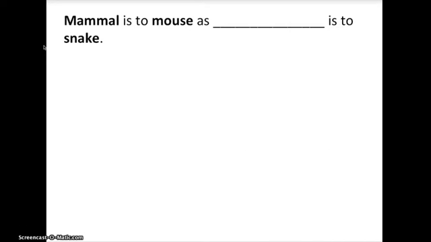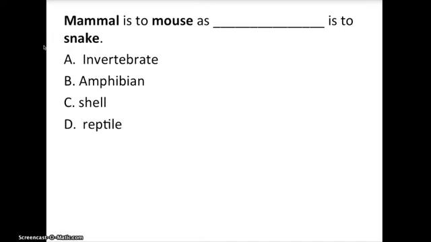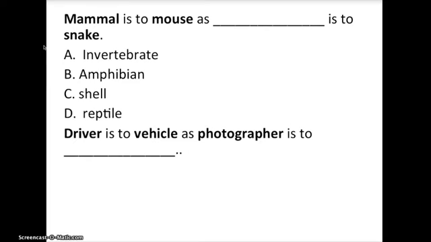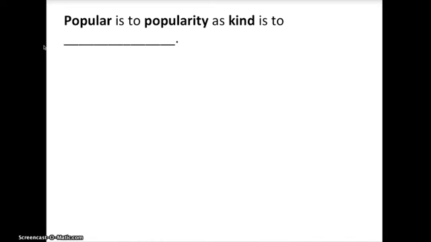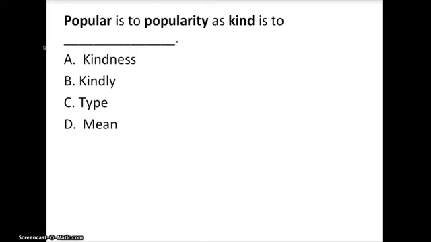Our next example, mammal is to mouse, as blank is to snake, so we're looking for the group in which the snake is a part of, and that of course would be reptile. Driver is to vehicle, as photographer is to picture, to pictures, to camera, and to artist. And since a driver uses a vehicle, a photographer uses a camera. Is the relationship there? Another example, popular is to popularity, as kind is to kindness, kindly, type, or mean.